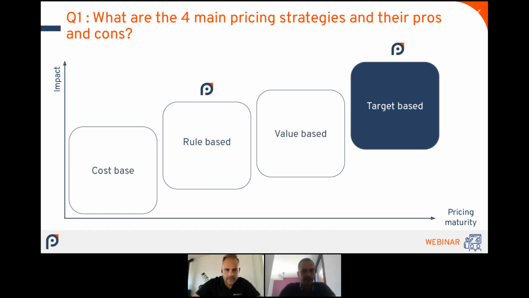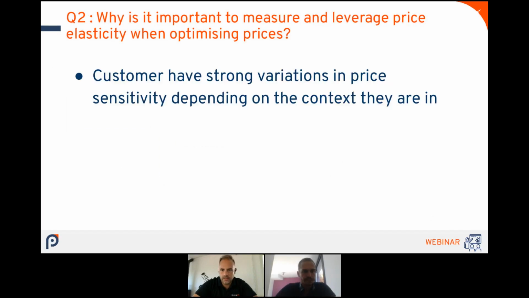Okay, thanks, Guillaume. So I think the keyword here is the context, right? So it's going to trigger my next question. Why is it so important to measure and leverage price elasticity when optimizing price? What are the key elements here?